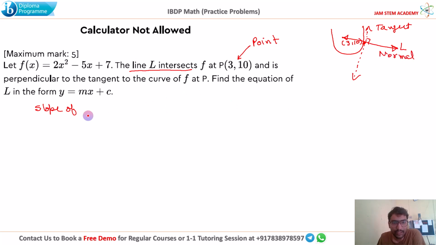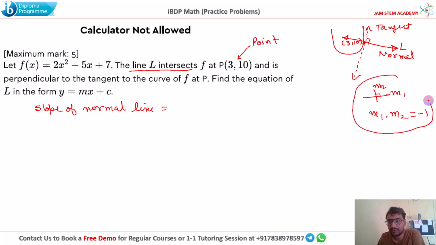So in order to find the slope of the normal line, since these two are perpendicular, we know if two lines are perpendicular, one having the slope m1, the other having the slope m2, then m1 times m2 becomes -1. Or if you know the slope of one, you can take the negative reciprocal of that to get the gradient of the second. So the slope of the normal line will be the negative reciprocal of the slope of the tangent line.